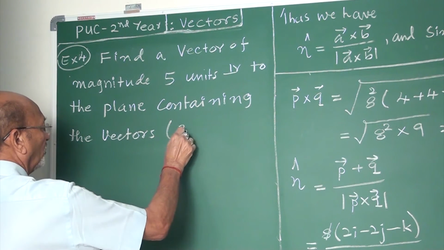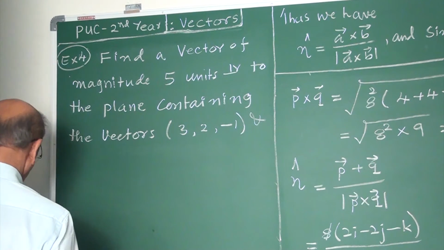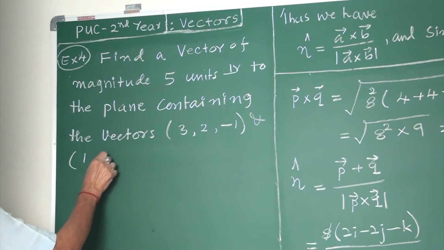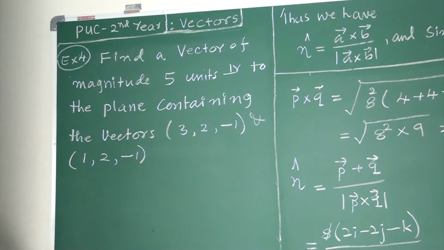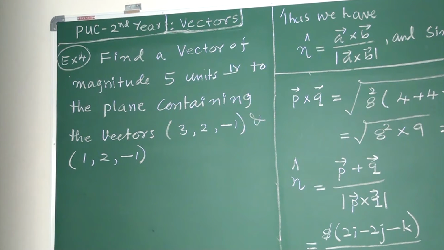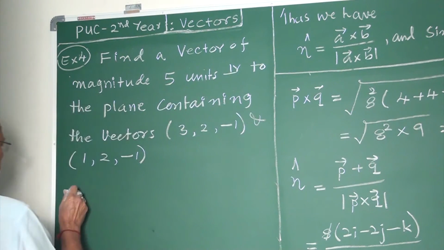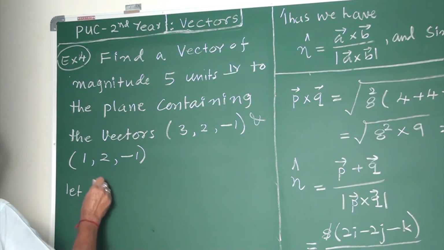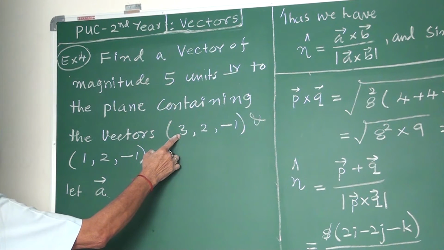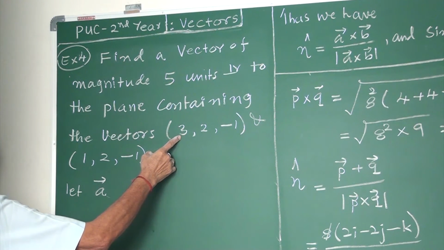Vectors are given in the form of points: 3, 2, minus 1 and 1, 2, minus 1. They are given in the form of points, my friends. First you have to write their position vectors. If O is the origin of reference, otherwise you can directly write, let vector A be the position vector of the first point A.